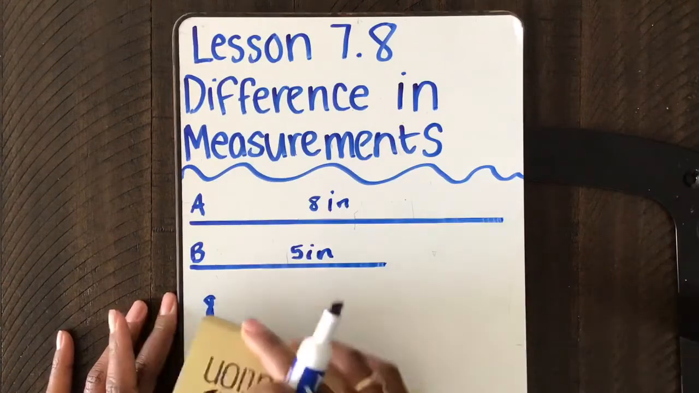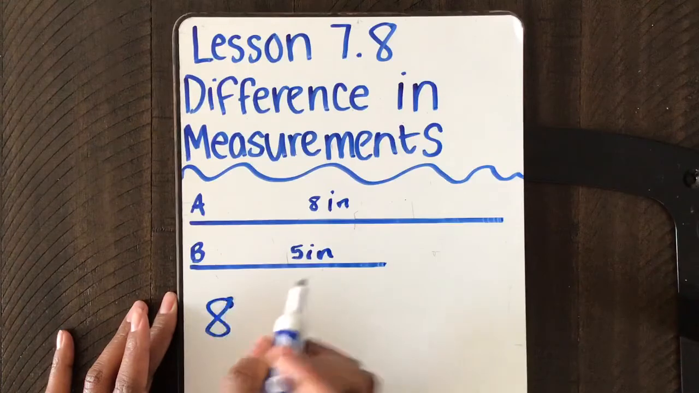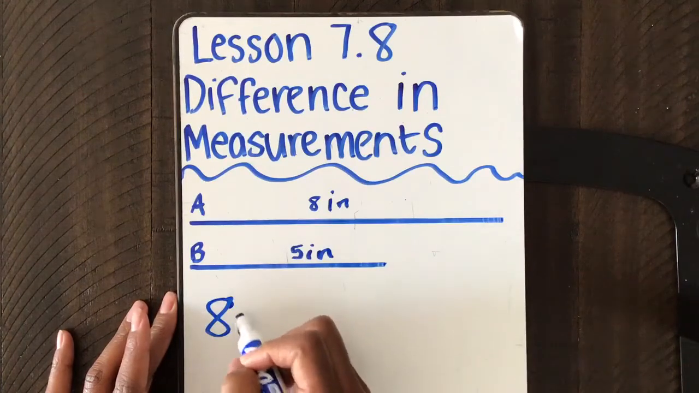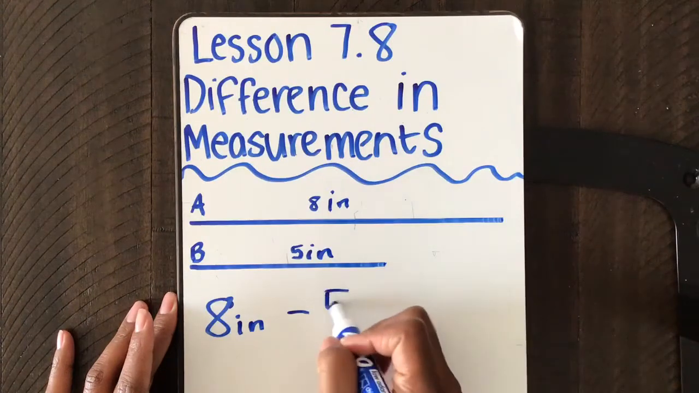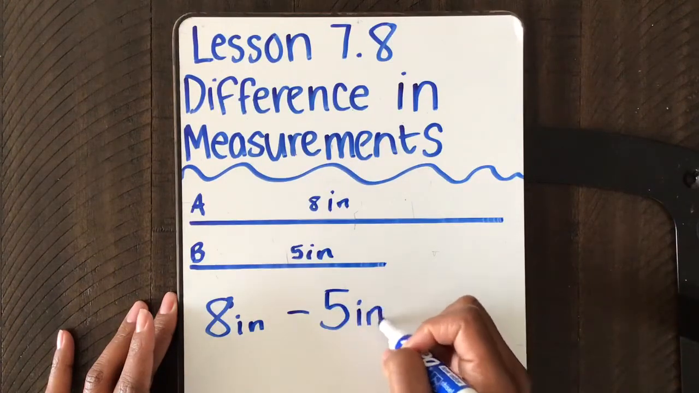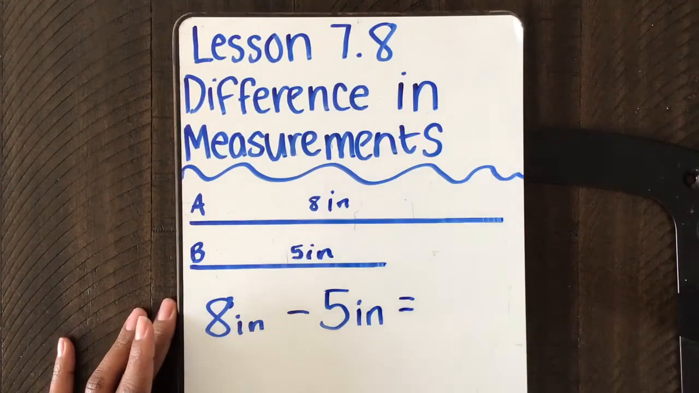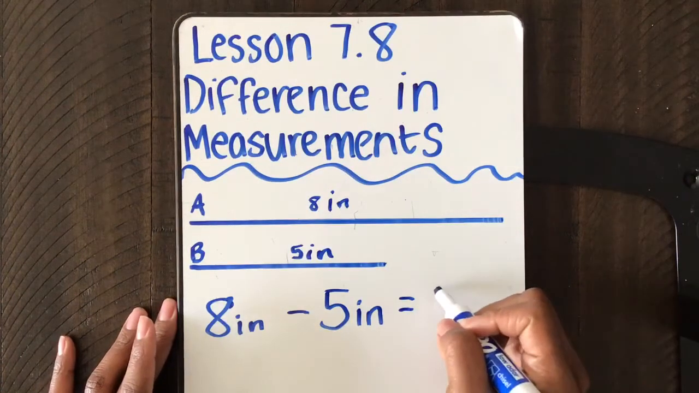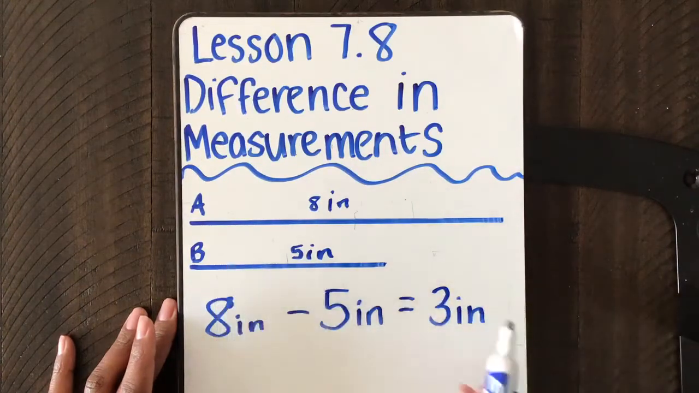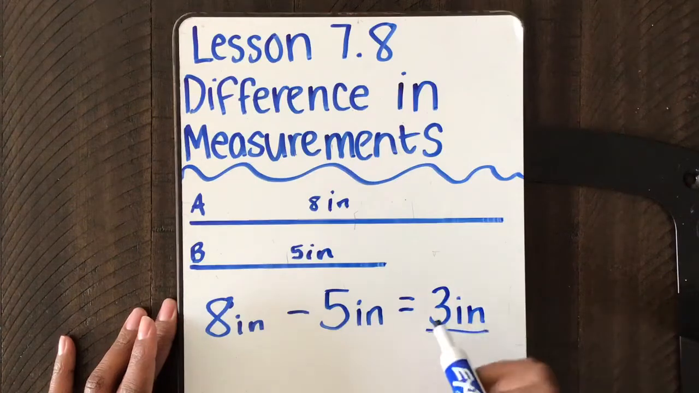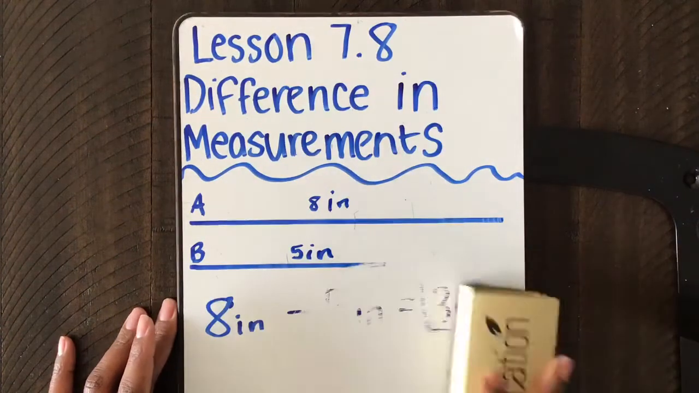Let me make that 8 a little better. I will write 8 inches minus 5 inches. And that's the same thing as 8 minus 5. And we know that 8 minus 5 is 3. So the difference in these two lines is 3 inches. That's my answer. Let's try another one.